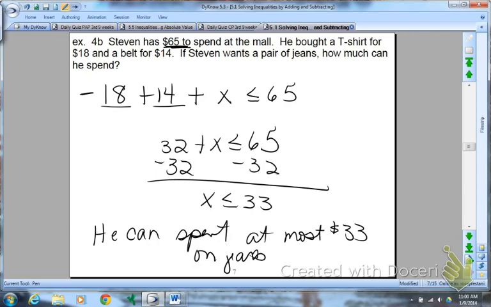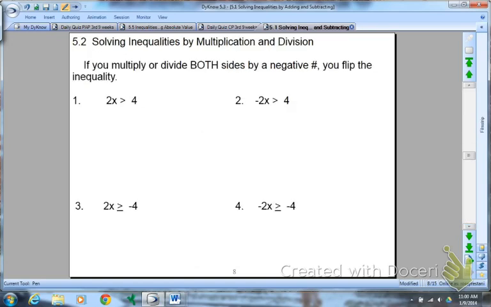Okay, any questions on that? Okay, section 5.2 is solving inequalities by multiplication and division. If you multiply or divide both sides by a negative number, you flip the inequality. So copy that sentence down, box that sentence, star that sentence, memorize that sentence, and then copy these 4 examples down, and then we'll do each one.